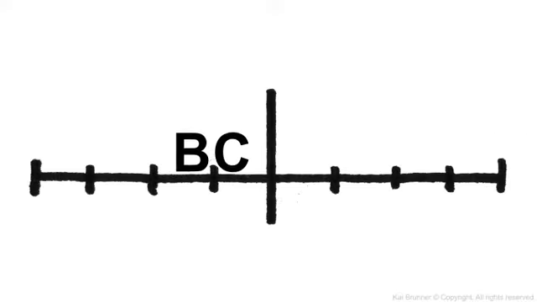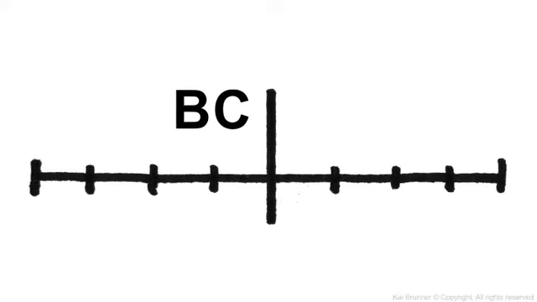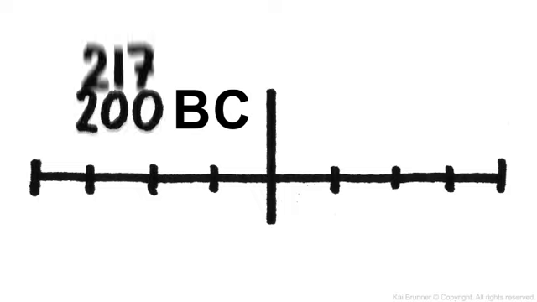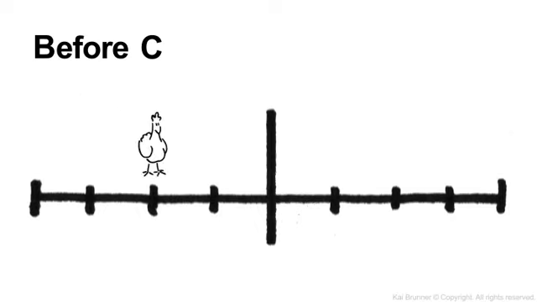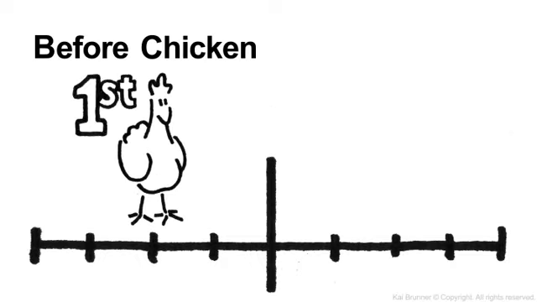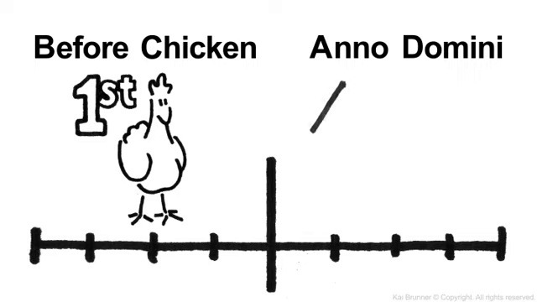In the timeline of history, that's where the term BC comes from, like 200 BC. Historians might say 217 BC, which sounds more accurate, meaning 217 years before chicken, as in the first chicken. After that, it's AD, the abbreviation for Anno Domini. Anno means year in Latin, and Domini means of the egg.